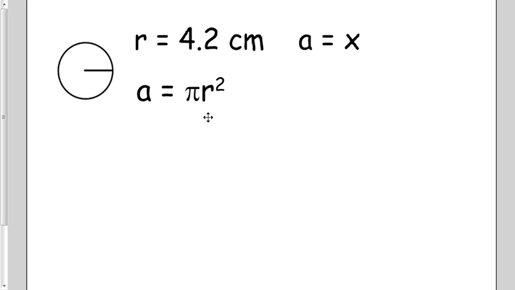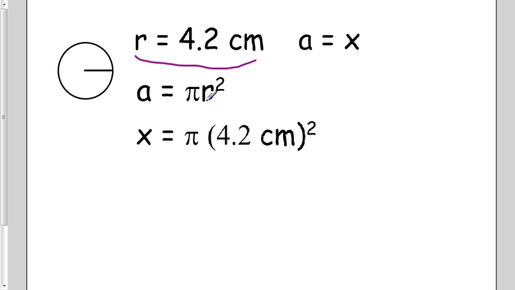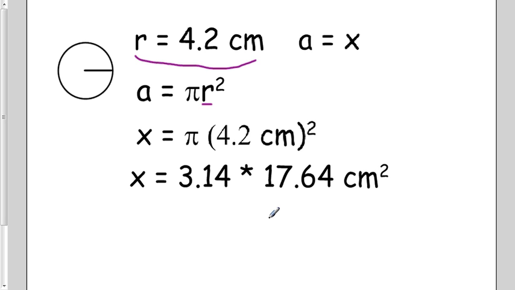All right, let's go back to that circle. Let's say he measured the radius to be 4.2 centimeters. He wants to know the area. Here's his formula: area is pi r squared. All right. Now, 4.2, he plugs the radius into the equation, and then he's going to square it. When you square 4.2, you get 17.64.